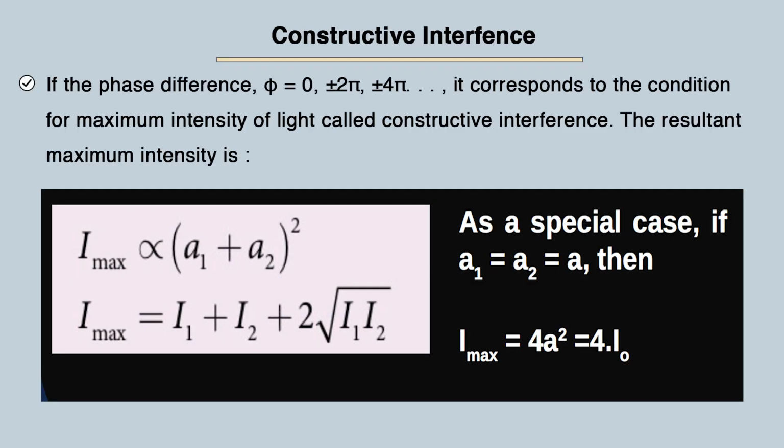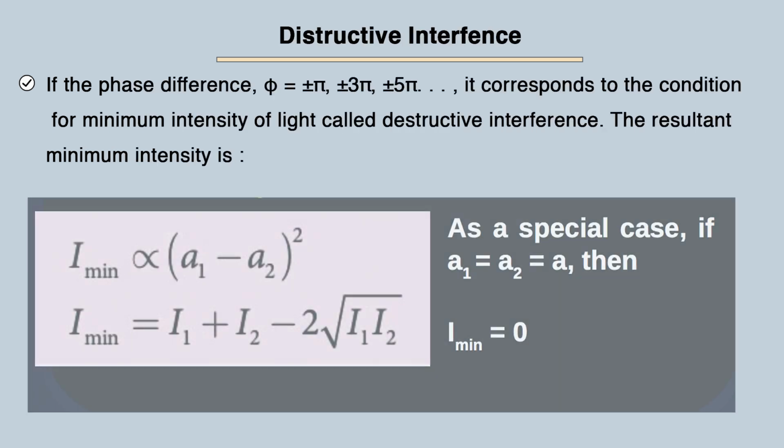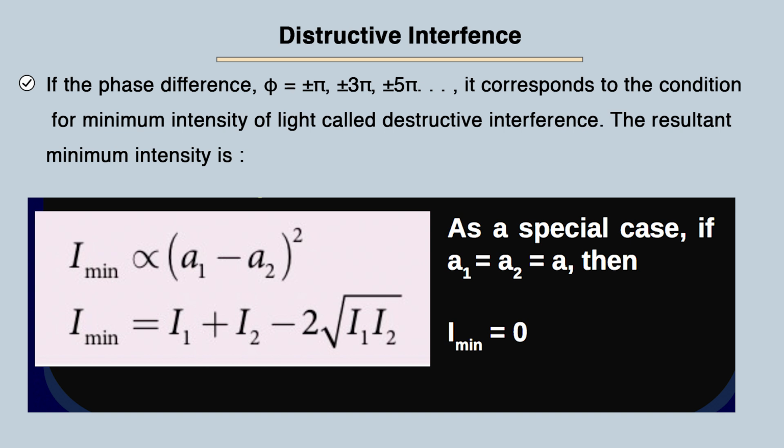So, if the phase difference phi is equivalent to 0 or an even multiple of pi, this corresponds to the condition for maximum intensity, and here I max is proportional to (a1 plus a2) square, or I max is equivalent to I1 plus I2 plus 2 root of I1 I2. And if we take the specific condition when these two waves have the same amplitude, then I maxima will be 4a square, which is equivalent to 4 times the intensity of the first beam. The first case is known as constructive interference.